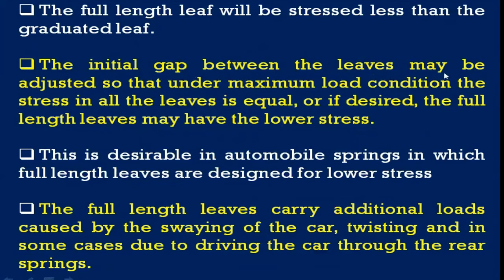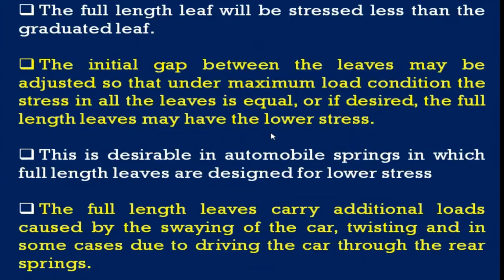So the initial gap between the leaves may be adjusted so that at the maximum load condition, the stress in all the leaves is equal, or if desired, the full length leaves may have a lower stress. That's how you can reduce the stress in the full length leaves to some extent. By adjusting the gap between these two types of leaves, you can equalize the stress. So this gap is adjusted so that the stress in both the leaves will be equal. This is desirable in automobile springs in which the full length leaf is designed for lower stresses.